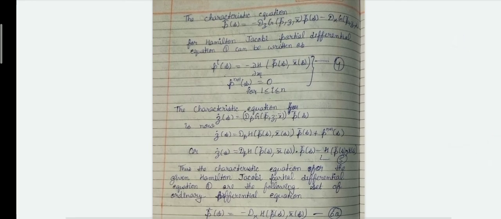And similarly the characteristic equation for z dot of s equals D_p g of p-bar, z, x-bar into p-bar(s), that is the partial derivative of g with respect to p into p-bar(s), now becomes z dot of s equals D_p h of p-bar(s), x-bar(s) into p-bar(s) plus p^(n+1)(s), or we can write z dot of s equals the partial derivative of h with respect to p-bar(s), x-bar(s) into p-bar(s) minus h of p-bar(s), x-bar(s), and we denote it by equation 5.